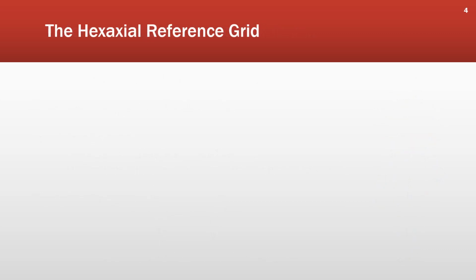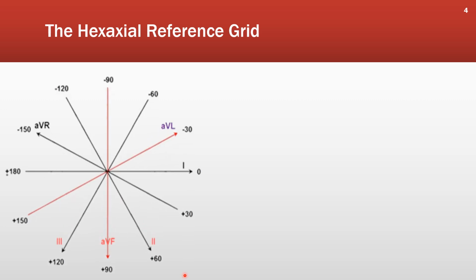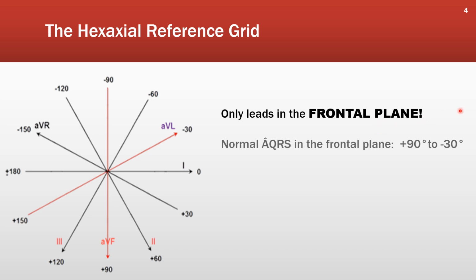Let's take a brief look at the hexaxial reference grid. There it is. Now, the hexaxial reference grid includes all 6 leads from the frontal plane, but only the frontal plane. We don't have any precordial leads here. No leads V1 through V6. Just 1, 2, 3, AVR, AVL, and AVF.